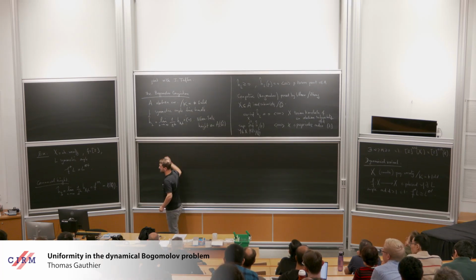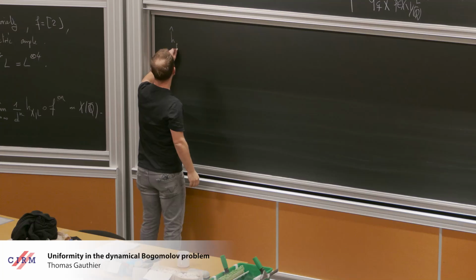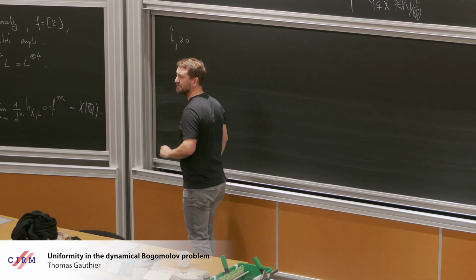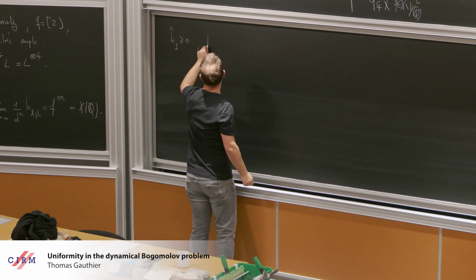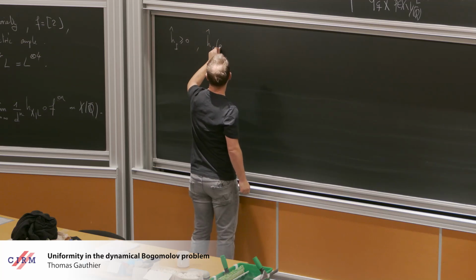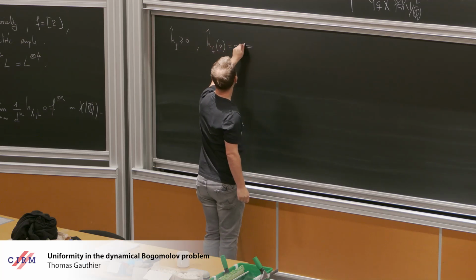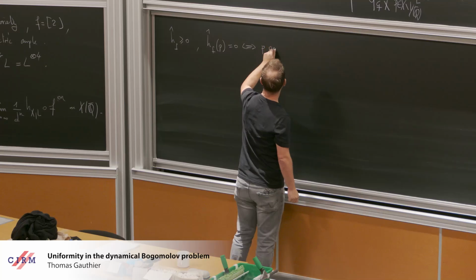Okay. So what are the properties of this height? The first one is that it's non-negative, and the height of a point is 0 if and only if the point is preperiodic.